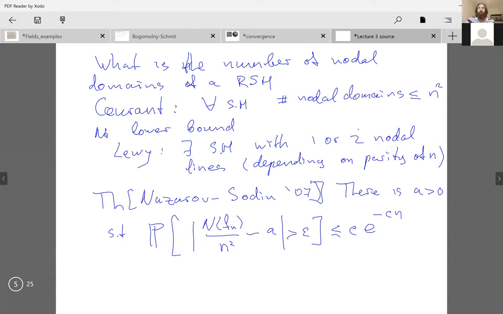So what we have is that if you take a random spherical harmonic of large degree, then with very high probability, after you rescale it by the natural scaling, it will exponentially concentrate around a certain constant. Okay?